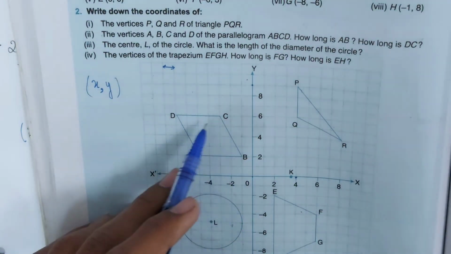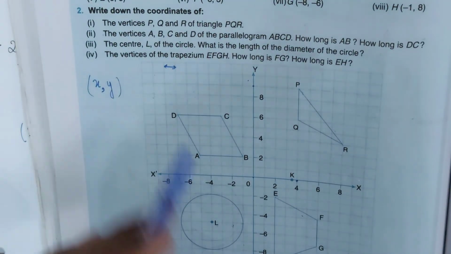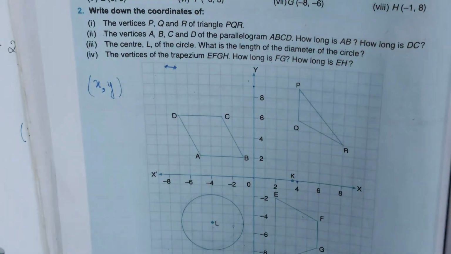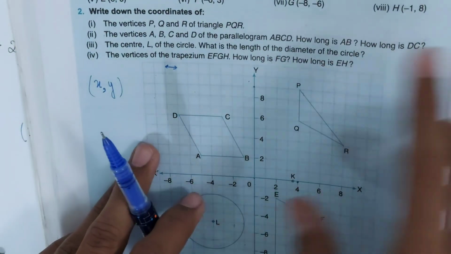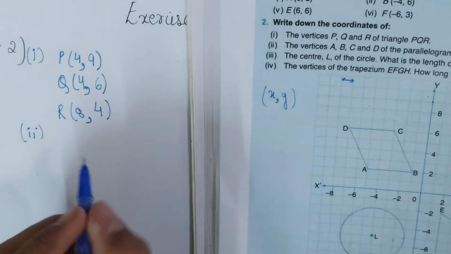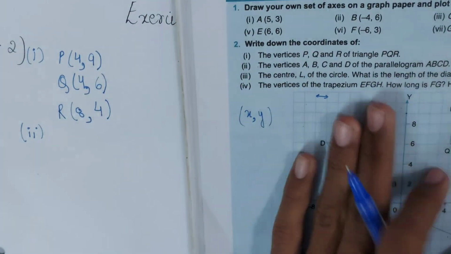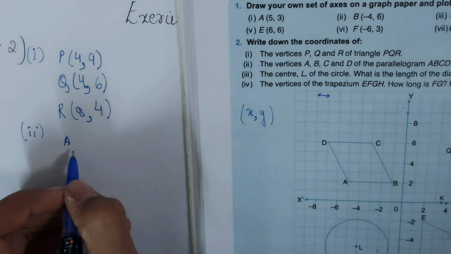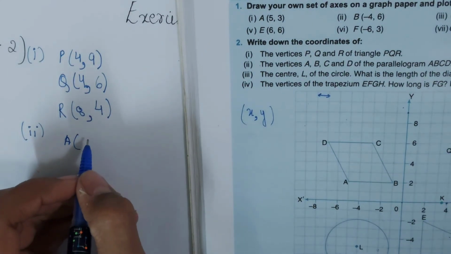Okay, this one. So we have to write down the coordinates of the vertices A, B, C and D, right? Let's begin. We will see these two questions later on. Okay, first let's write down the coordinates. So first of all, as you can see the figure right here, I'll write down for A, right? What will be the coordinates for A?